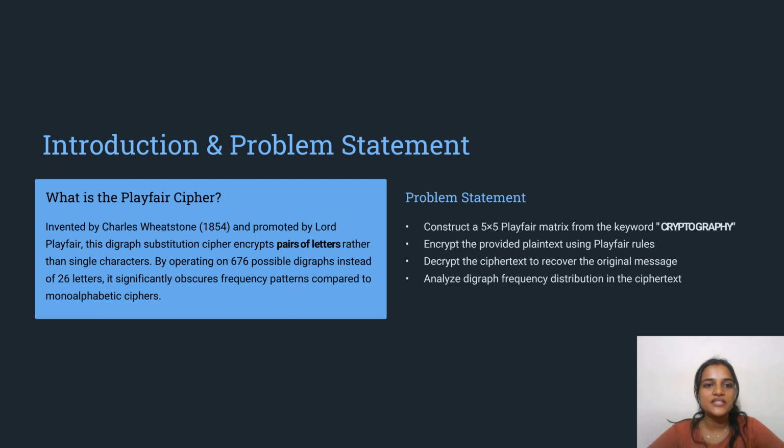Coming to our problem statement for this experiment. First, we have to construct a 5x5 Playfair matrix from the keyword "cryptography". Second, encrypt the provided plaintext using Playfair cipher rules. Third, decrypt the ciphertext to recover the original message. And fourth, analyze the digraph frequency distribution in the resulting ciphertext. Up next, let's look at the step-by-step algorithm that makes all of this possible.